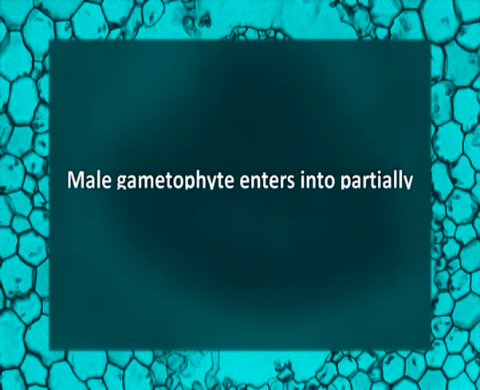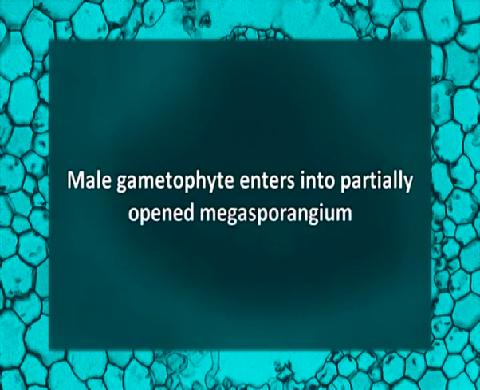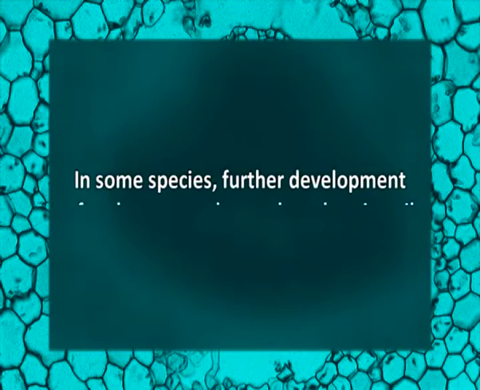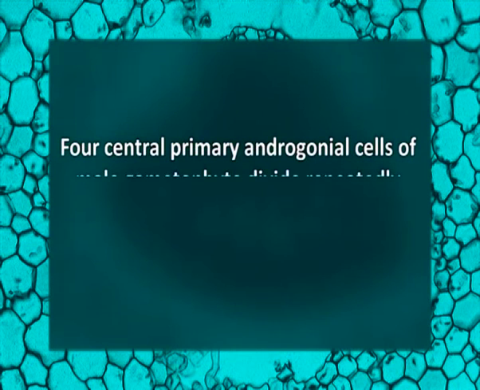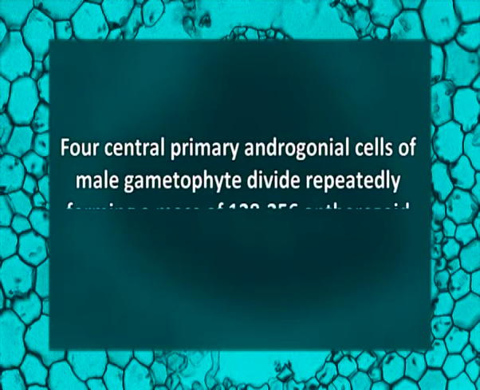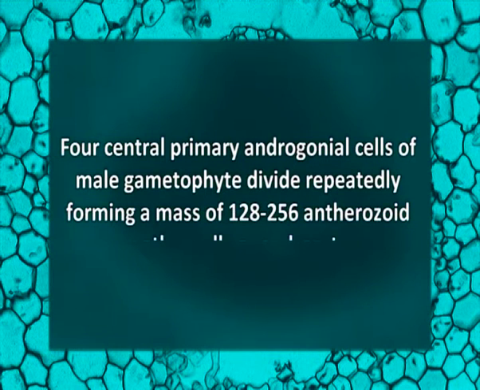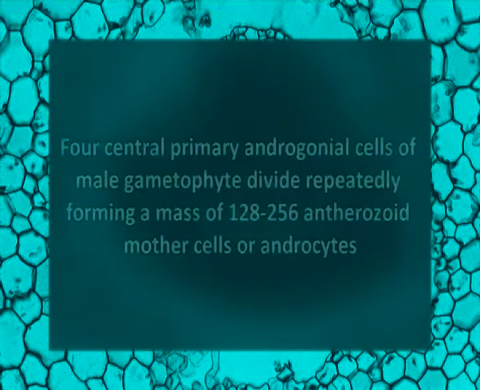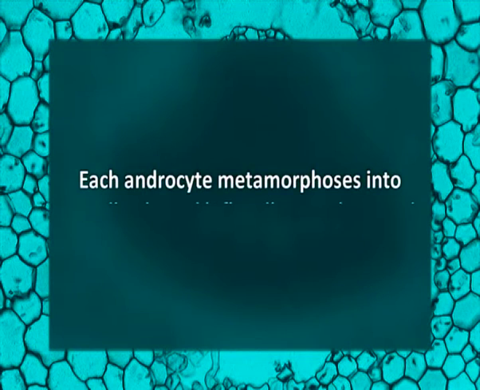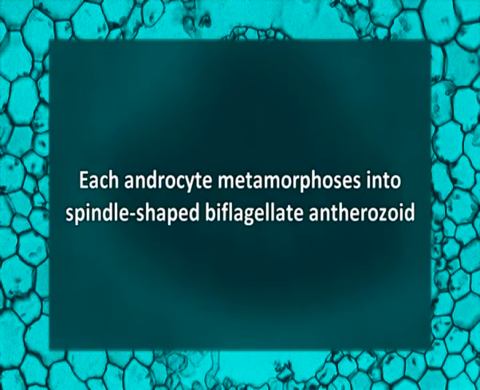It enters into a partially opened megasporangium where further development of the male gametophyte takes place in close proximity of the developing female gametophyte. In some species, it is believed that further development of the male gametophyte takes place in the soil. The 4 central primary androgonial cells of the male gametophyte divide repeatedly, forming a mass of 128 to 256 antherozoid mother cells or androcytes. Each androcyte metamorphoses into a spindle-shaped biflagellate antherozoid.